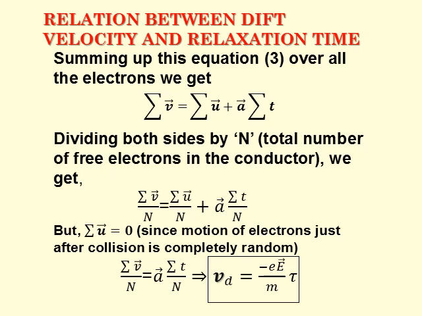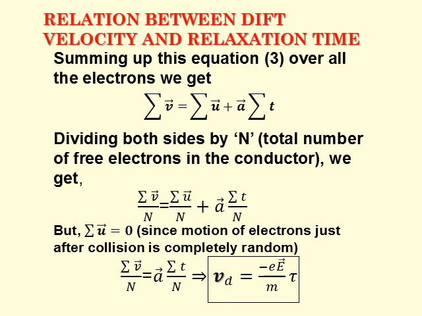By definition, the average quantity on the left hand side is the drift velocity of electrons, and the average quantity on the right hand side, sigma t by n, is the relaxation time tau. So the final expression for the drift velocity is v d vector equals minus e into E vector by m multiplied by tau.